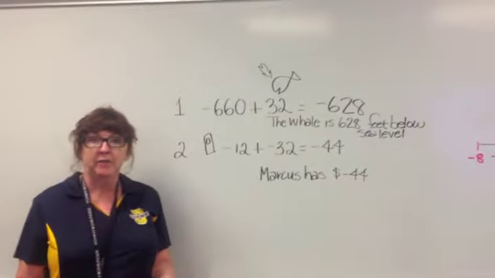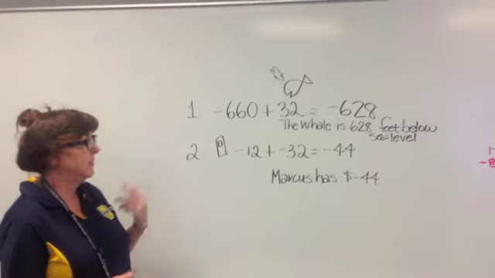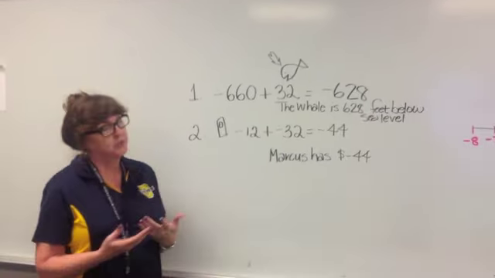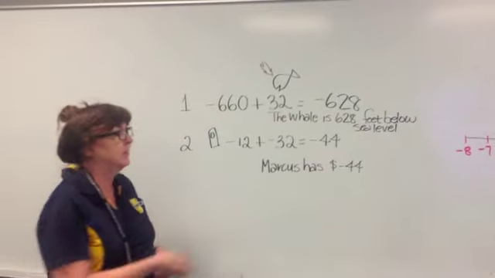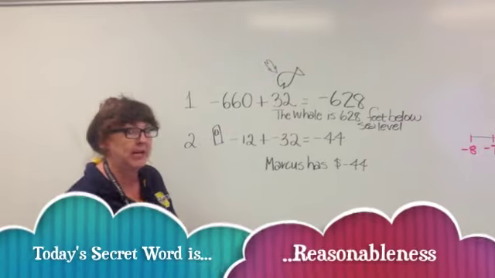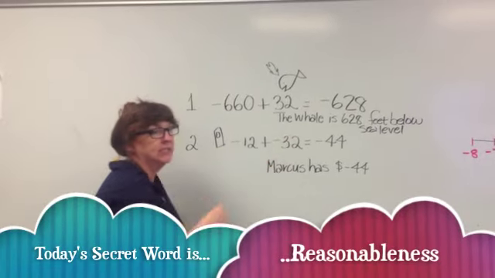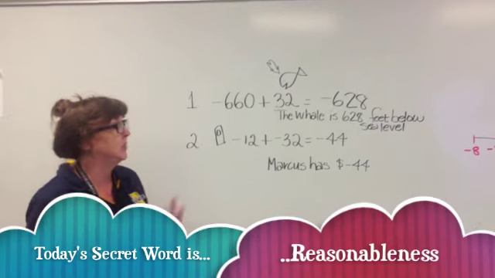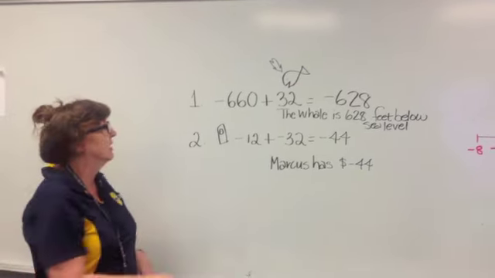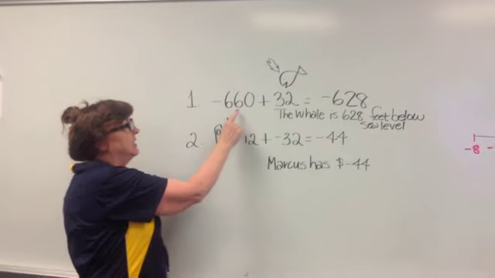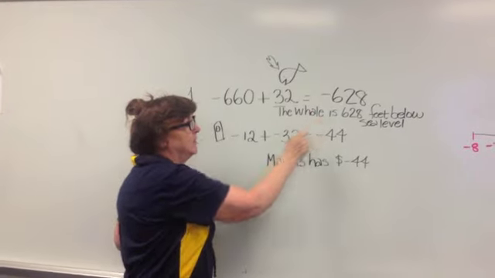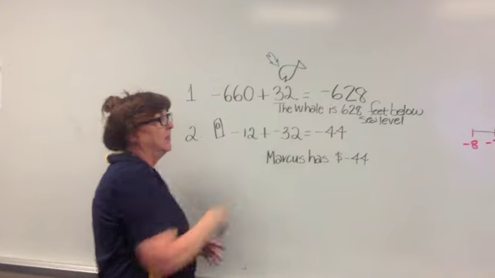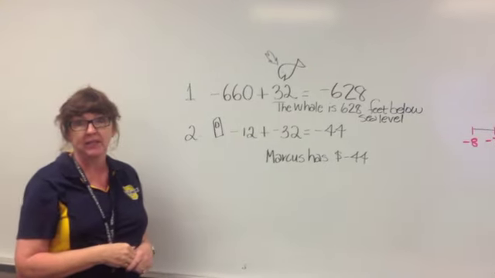So, hopefully you solved those word problems. These are the answers. It's very important that you show your work and you write out the equation. And then it also helps if you think about, is this a reasonable answer? So if you write a sentence that tells what it is, you can look back and go, okay, that makes sense. So we've got negative 660 plus 32 for our whale problem equals negative 628. So the whale is 628 feet below sea level.